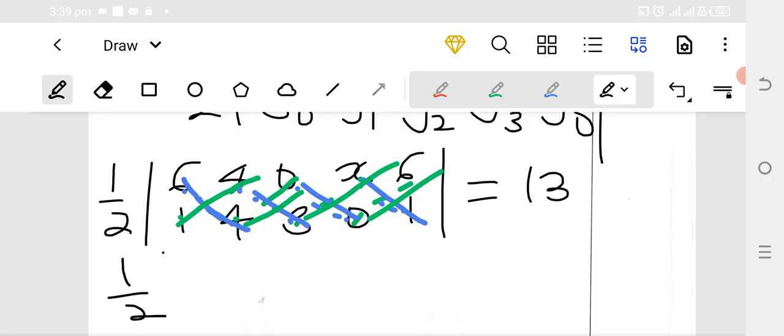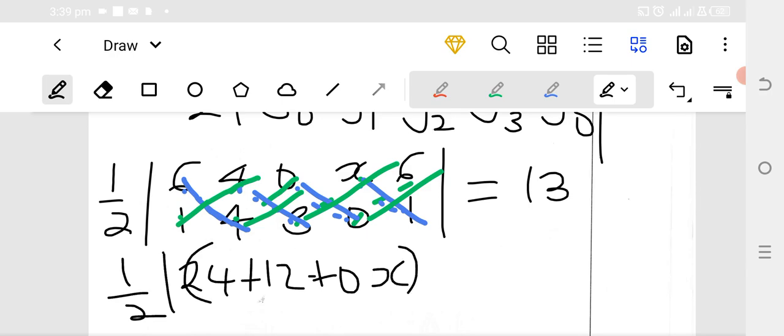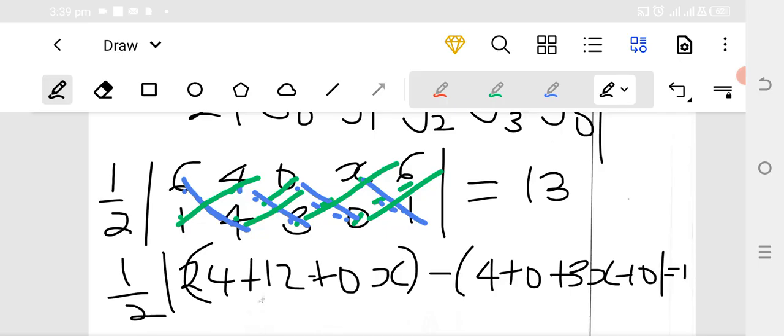1 over 2 multiplied by a 6 times 4 is a 24. 4 times 3 is a 12. 0 times 0 is a 0. X times 1 is x. Minus 1 times 4 is a 4. Then we have 4 times 0 is a 0. 3 times x is a 3x. 0 times 6 is a 0. Is equal to 13.